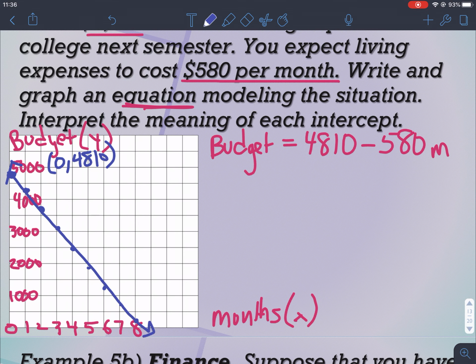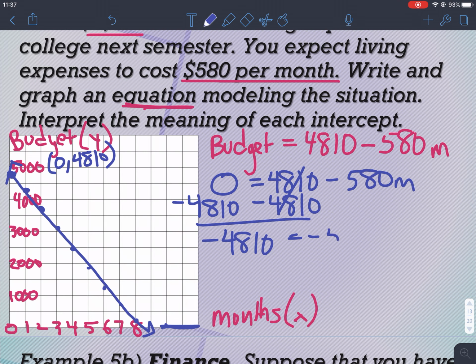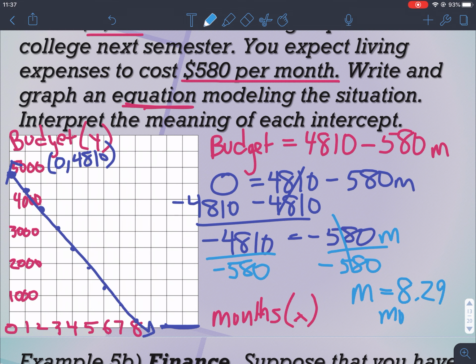How would I solve that algebraically? Well, what we have to do is just let our budget be $0 and solve. I'm going to subtract 4,810 from both sides. And then divide by negative 580. We get an answer that should be just over 8 months. 8.29 months. Let's keep going.